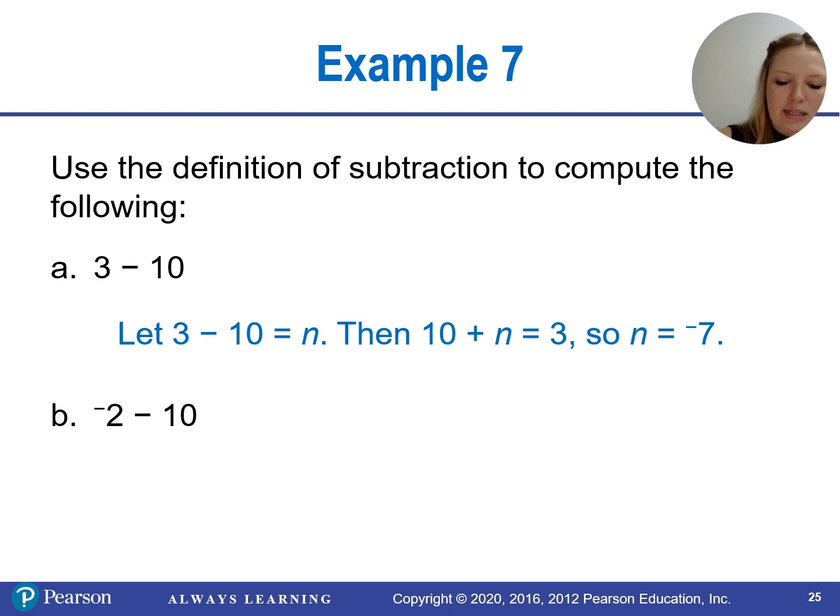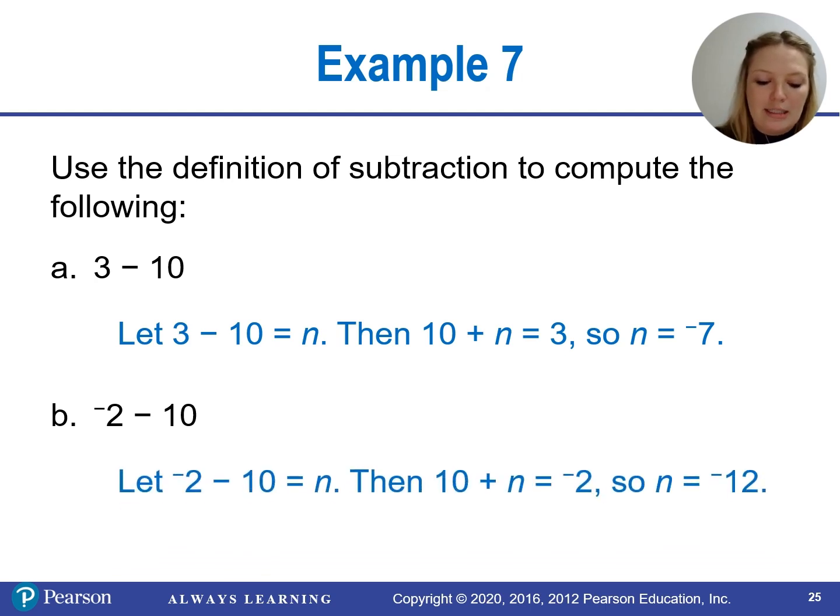In the same way, we could say, let negative 2 minus 10 be some n. Then 10 plus n is negative 2. So what do I need to add to 10 to get negative 2? I need to add negative 12.